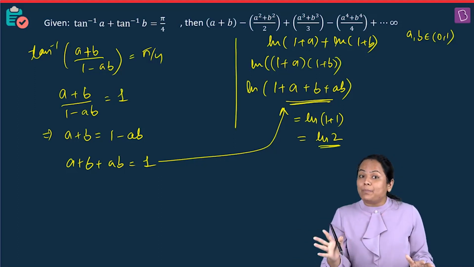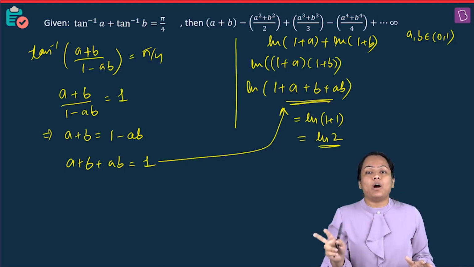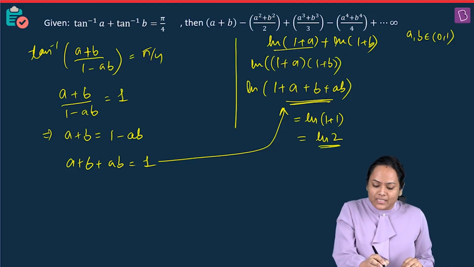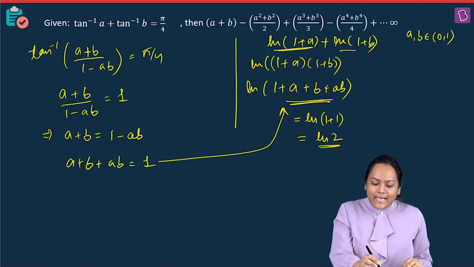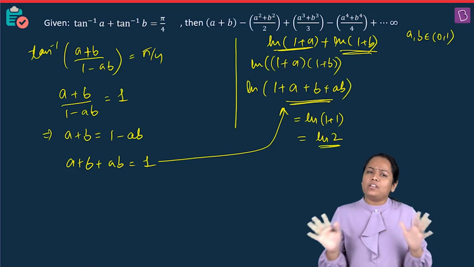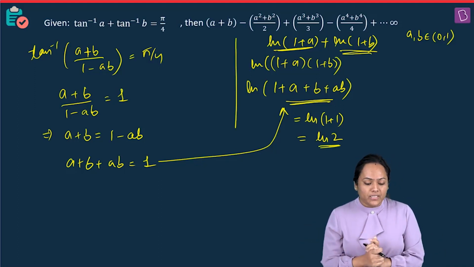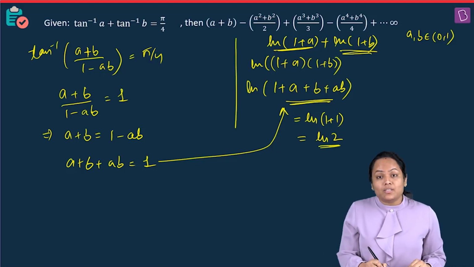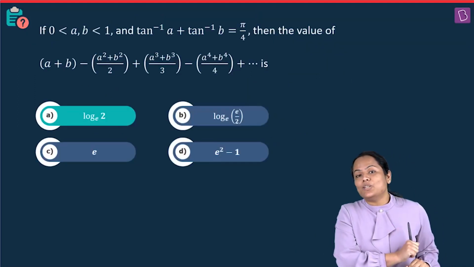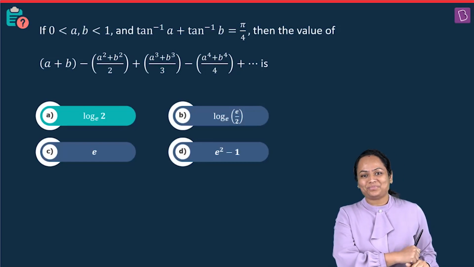So here when I separated it out, it actually came out as a summation of two different series, ln 1 plus a and ln 1 plus b. And the rest of the part was easy, right? Perfect. So now if we look at the options, we can clearly say that the answer will be A.